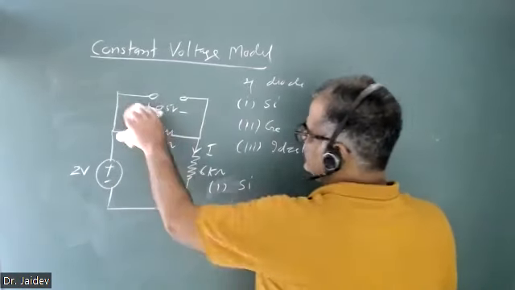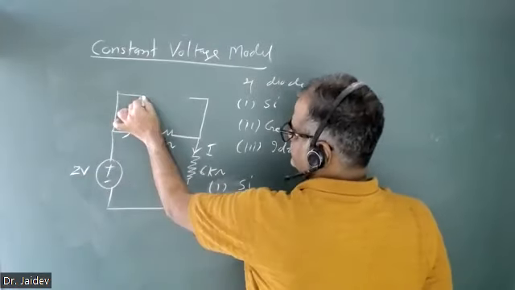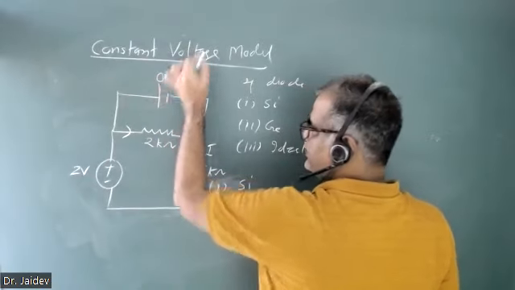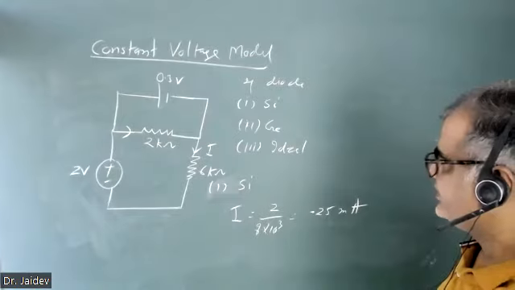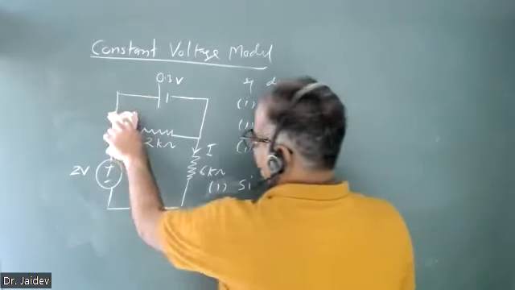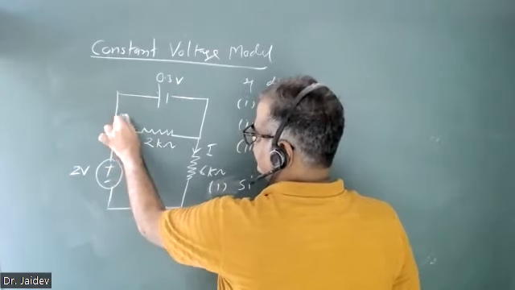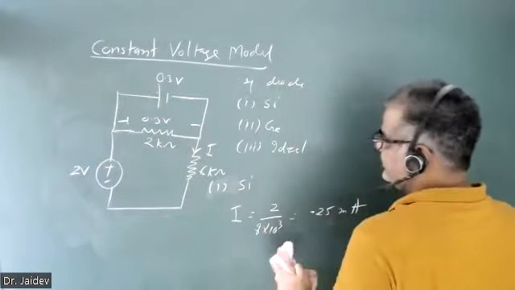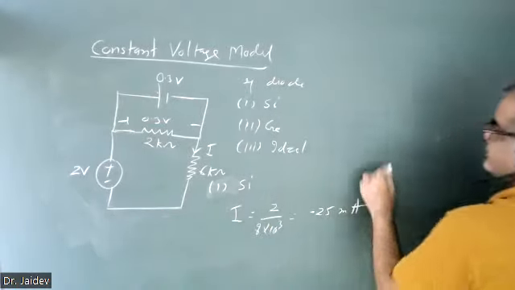Second case, when you put germanium, germanium needs 0.3 volts. So now you can replace this by a 0.3 volt. That means now the voltage across this diode is 0.3 volt. Now you want to find the current for the second case.